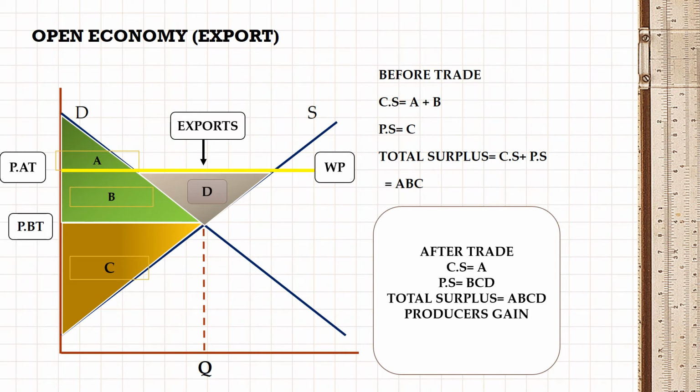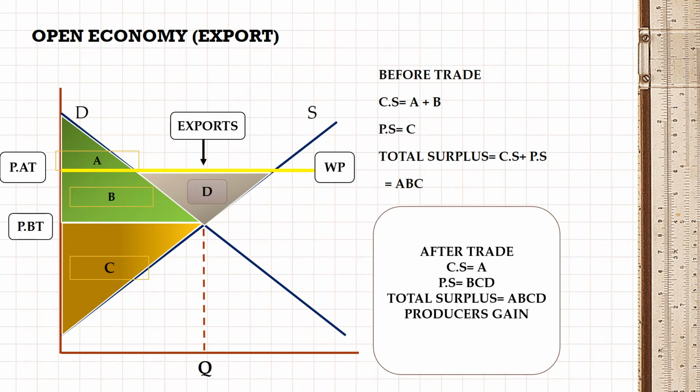So, consumer surplus after trade is only A. It has reduced from AB to A because of a higher price. Definitely, following the law of demand, a higher price induces consumers to buy less. Whereas producer surplus has increased from C to BCD because it's the area below the market price and above the supply curve, which covers B, C, and D. So you notice via this trade, producers are better off and consumers are worse off.